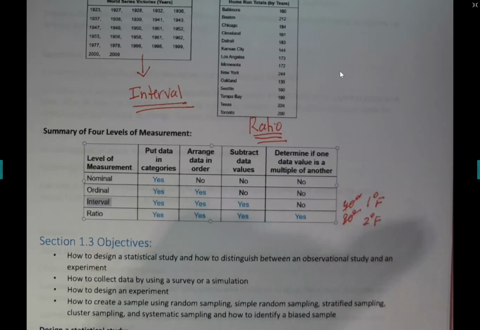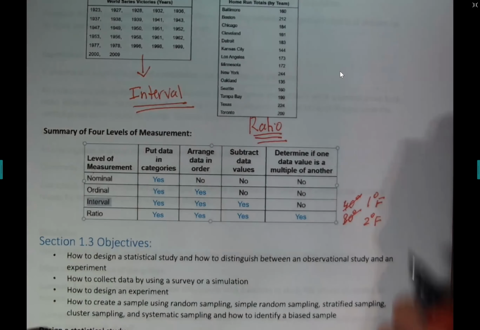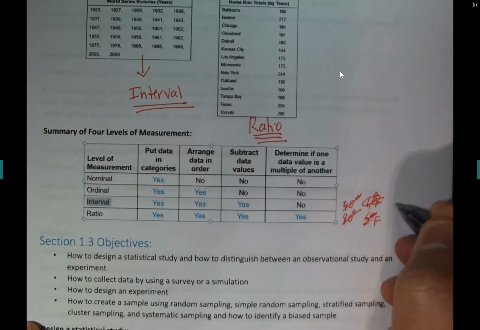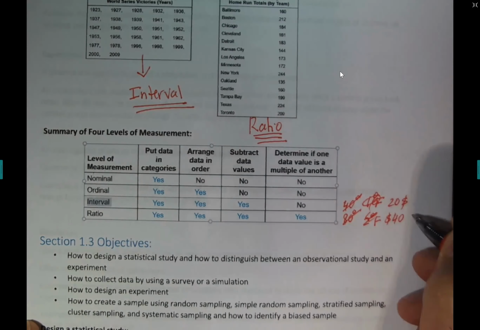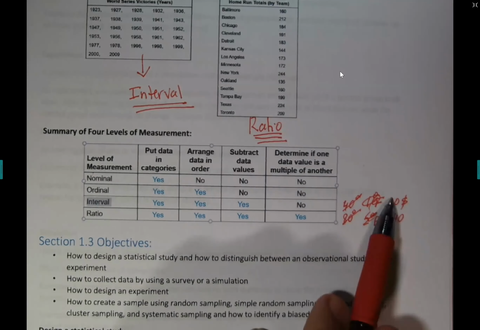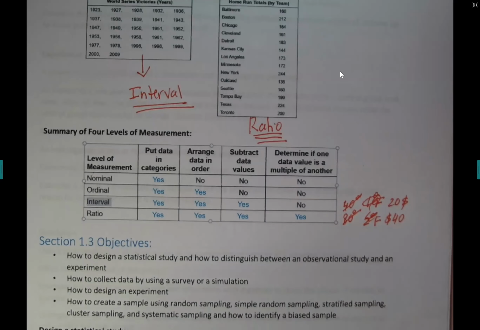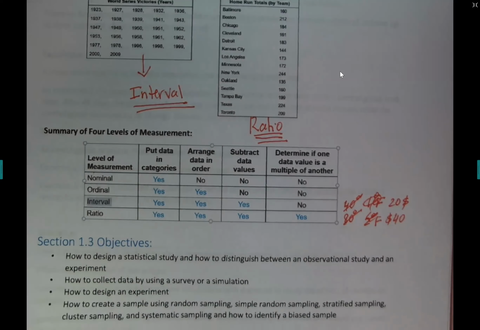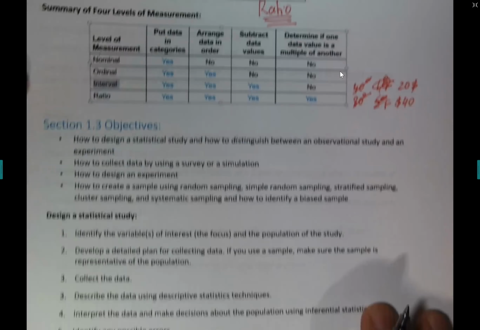The only time you can compare this way is with ratios. For example, if someone makes $20 an hour and another person makes $40 an hour, it definitely makes sense to say that this guy makes twice as much as that guy. It does make sense, but it doesn't make sense with temperatures to say that. All right. So that concludes section 1.2.